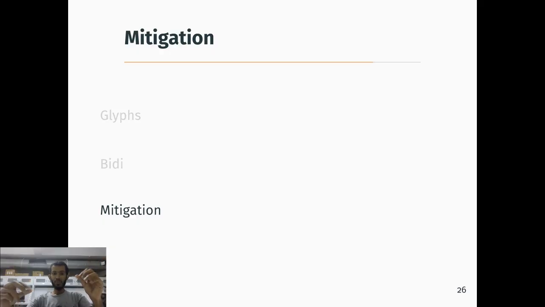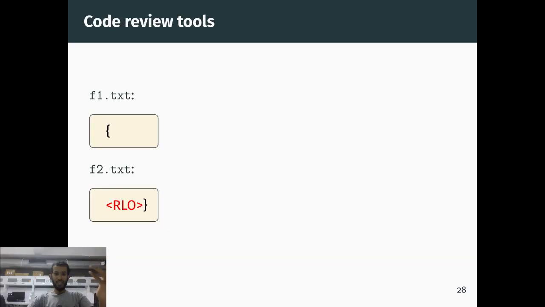Here I will talk about a couple of ways which can be of help. These are not foolproof ways, but they can be of some possible help. I made two files, F1 and F2. F1 has just one opening curly brace, and F2 has an arrow followed by a closing curly brace. So when we look at a GUI text editor, F2 would look just like an opening curly brace. The F1 and F2 will look identical when you are opening a GUI text editor.